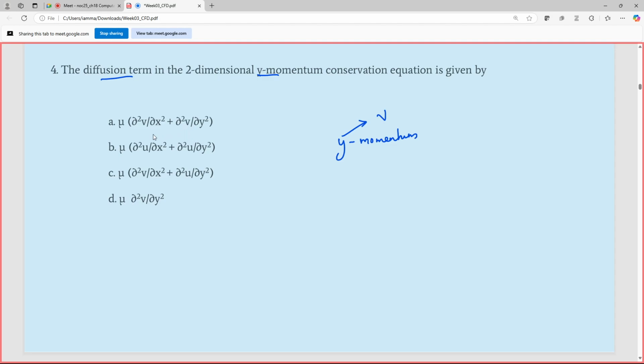So if you see here, in the first option A, mu times dou square v by dou x square plus dou square v by dou y square. So this is the right one. Also, sometimes, not sometimes, always check the other options also. Sometimes there can be more than one answer true.